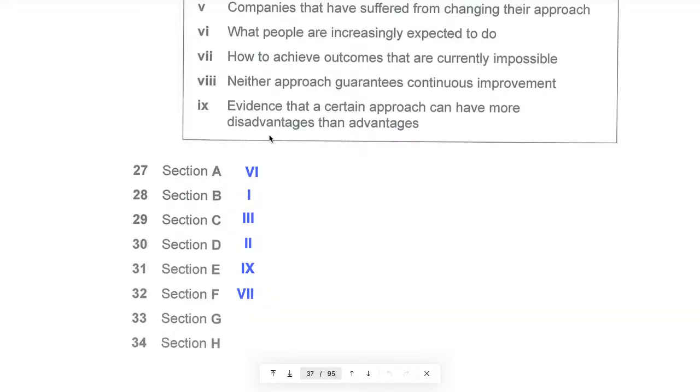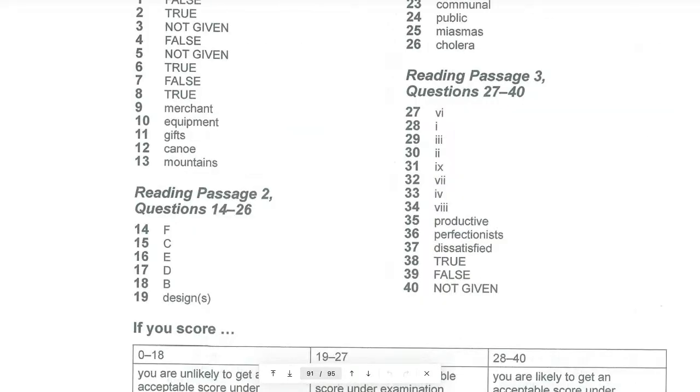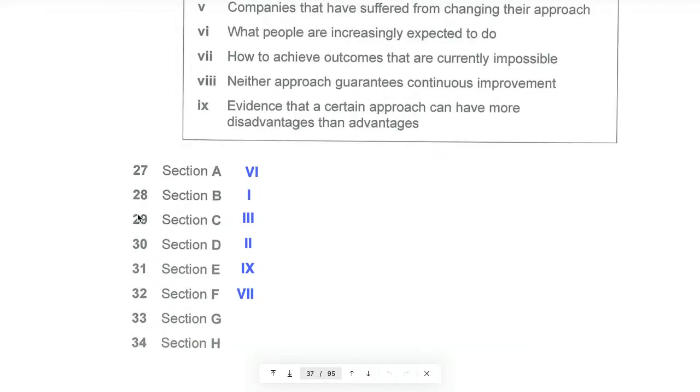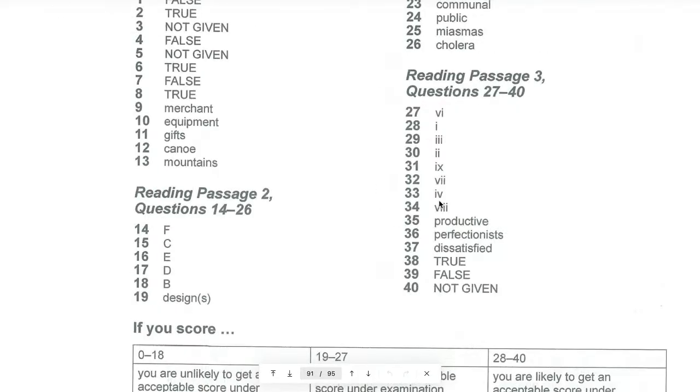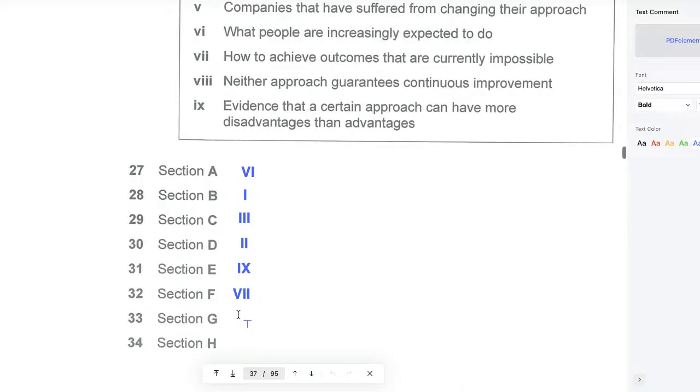All right. Now section G. Number 4. The answer is 4, right? You can type or you can write 4 there.